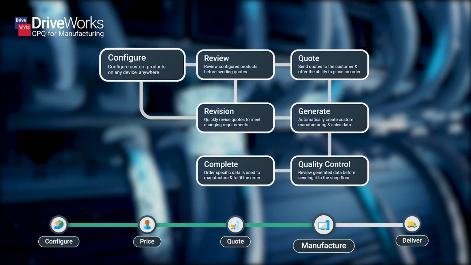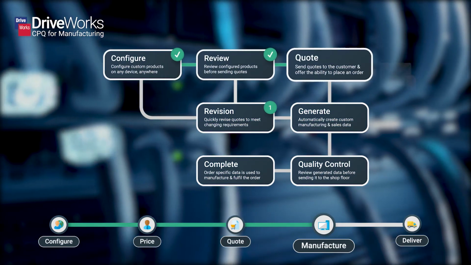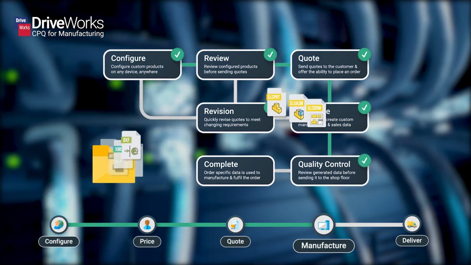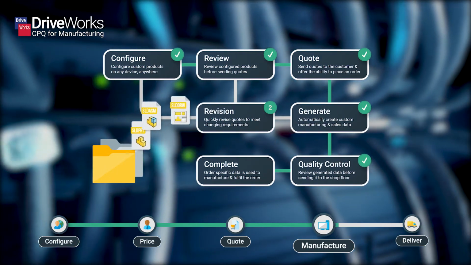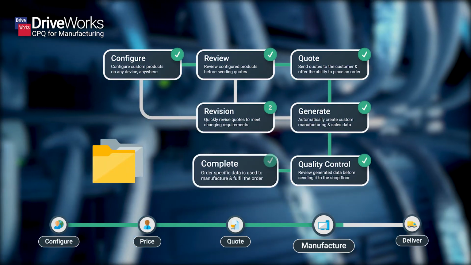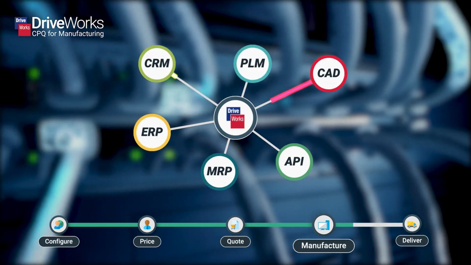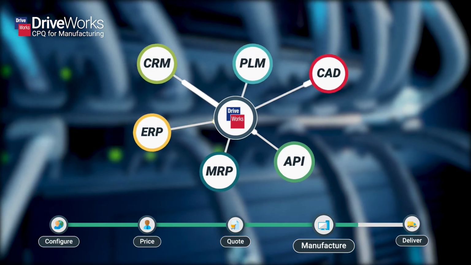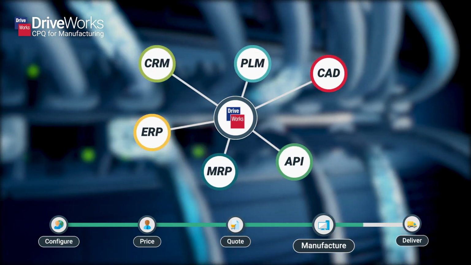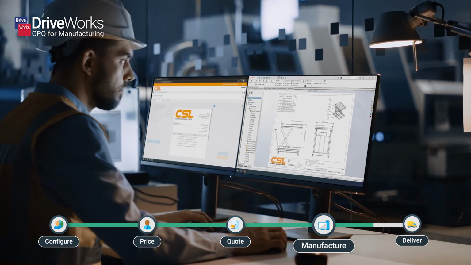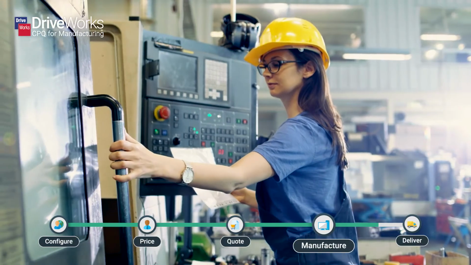In the background, DriveWorks automatically creates the order-specific manufacturing data needed, including 3D parts, assemblies, drawings, bills of material, and much more. Integration between DriveWorks and other company systems ensures that the data can be linked to your ERP and CRM systems. As part of your workflow, the data can also go through a final review before being sent to the shop floor.